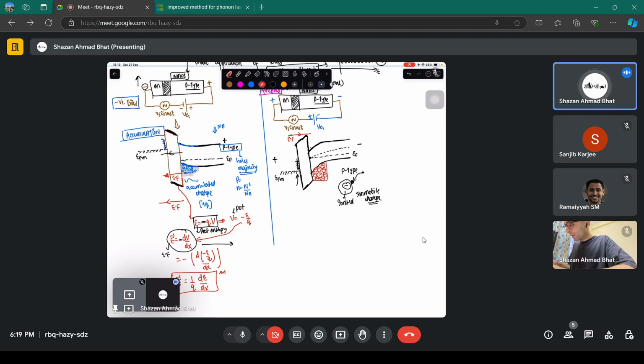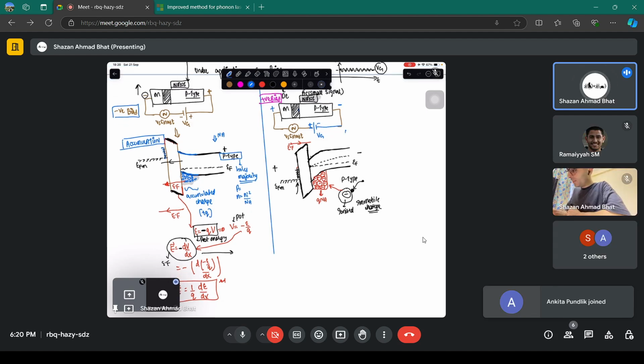Now this is the depletion charge, Q times Na. These charges get piled up there. This is called the depletion region. You have depleted the mobile charges, and you are left with immobile charges only.